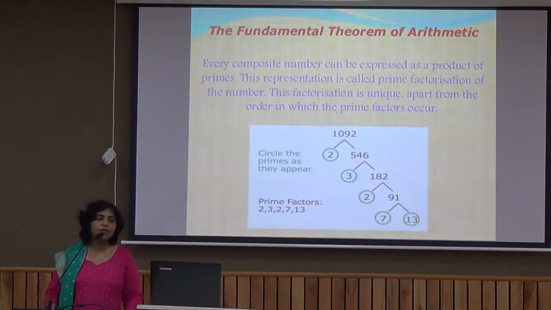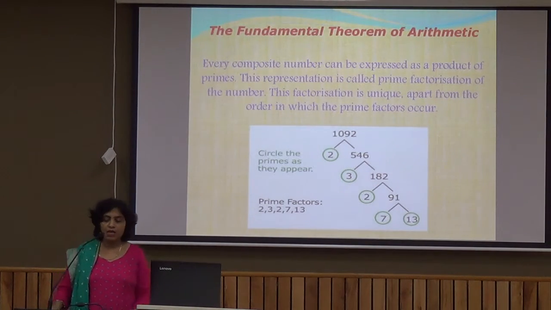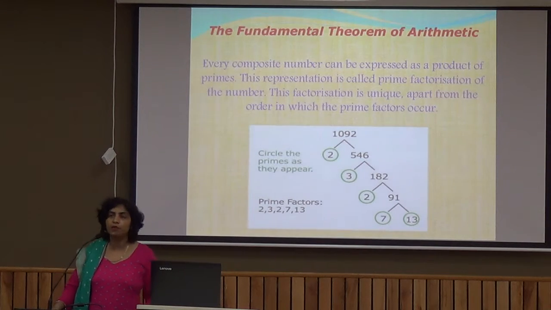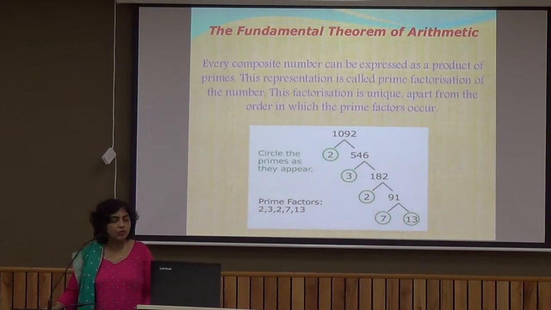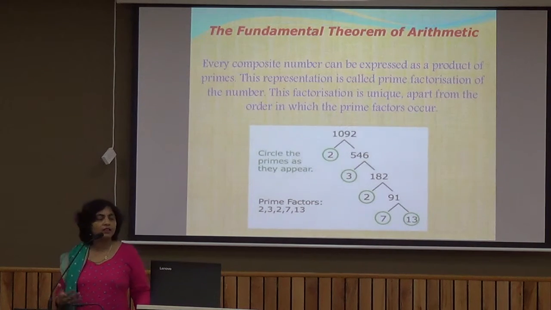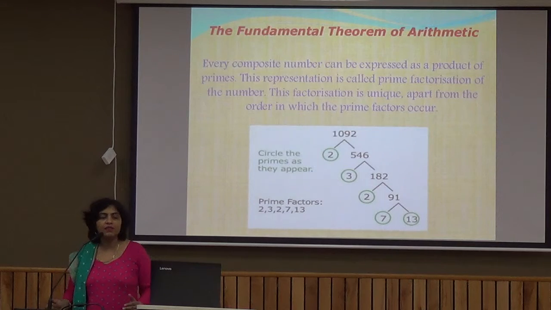Now comes our fundamental theorem of arithmetic. This theorem says that every composite number can be expressed as a product of primes. This representation is called the prime factorization of the number, and this factorization is unique apart from the order in which the prime factors occur. So we can write the prime factorization of any composite number in any of the forms.